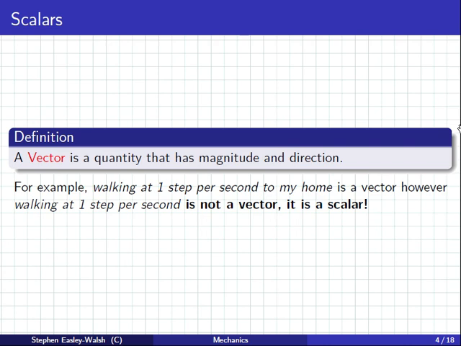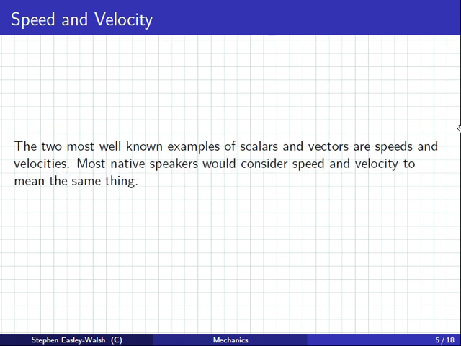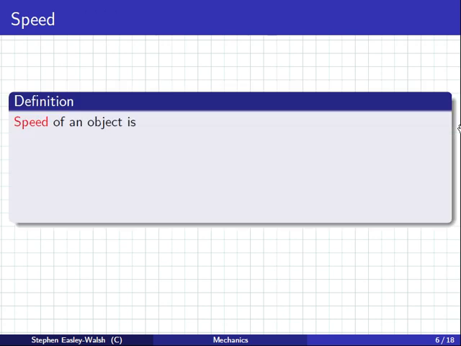Right, next. So the two most well-known examples of scalars and vectors are speed and velocity, which I was saying. Most native speakers would say speed and velocity are the same thing, but in physics we know that they're different. So, what exactly is the speed of an object? What do we mean when we say speed?